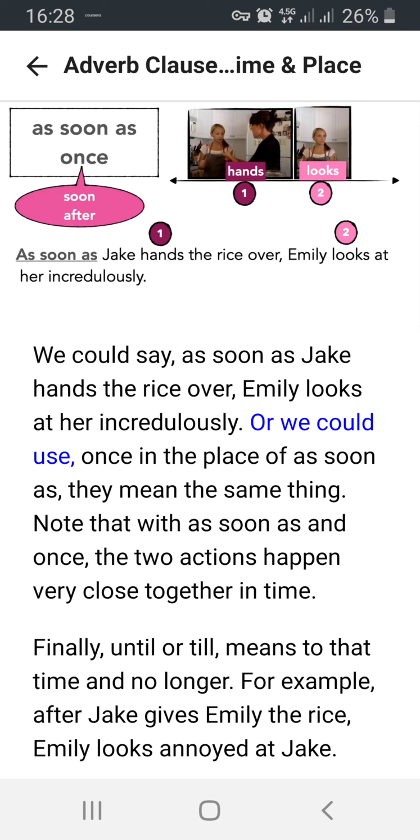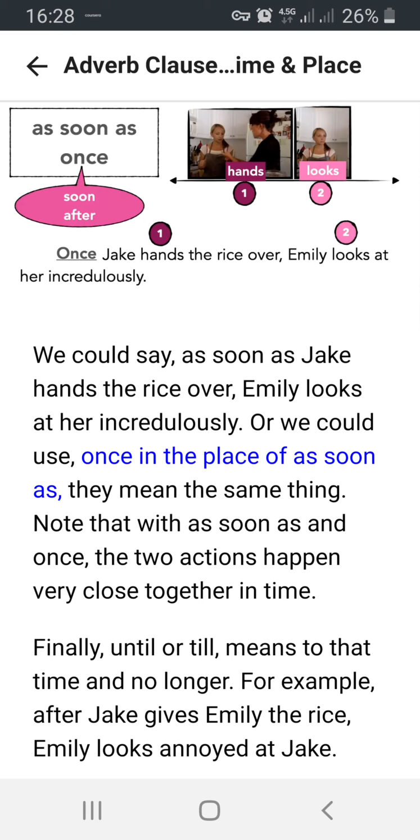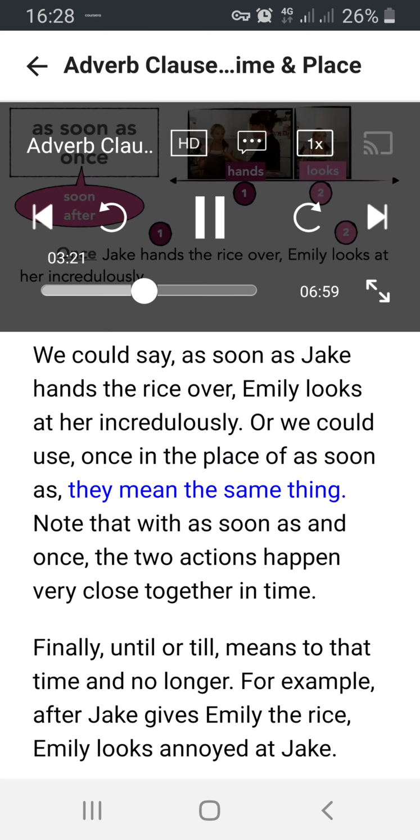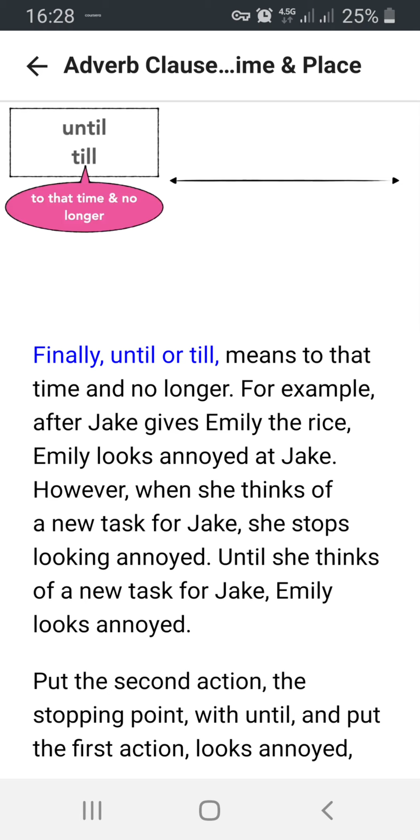Or we could use once in the place of as soon as. They mean the same thing. Note that with as soon as and once, the two actions happen very close together in time. Finally, until or till means to that time and no longer.